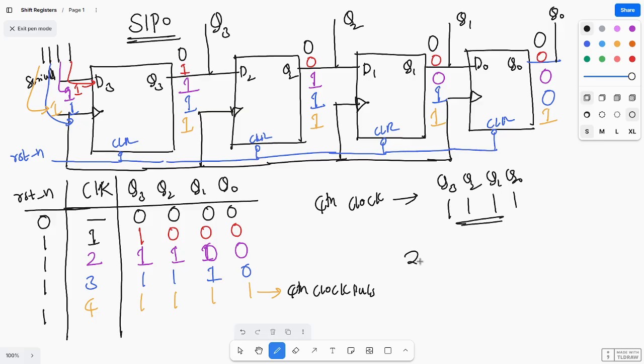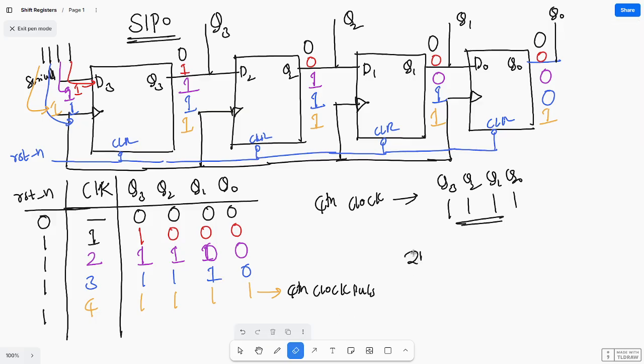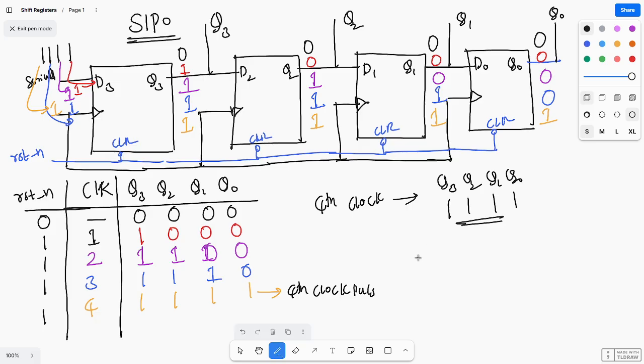So in SIPO, how many clock pulses are required to get the parallel out? Not 2n, n clock pulses are required to get the data out. This is nothing but SIPO, serial in parallel out.